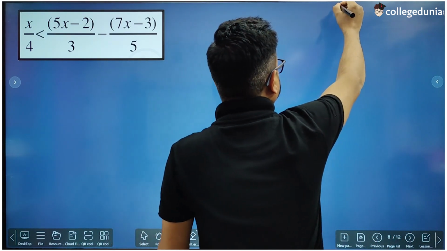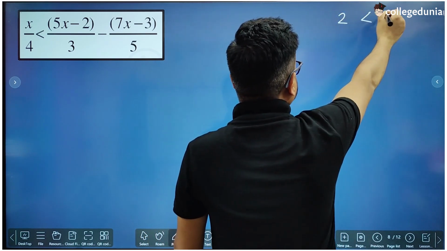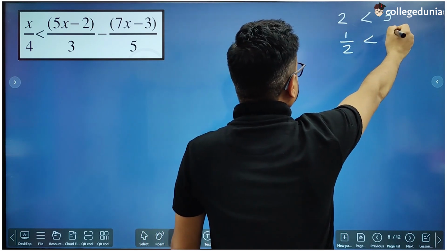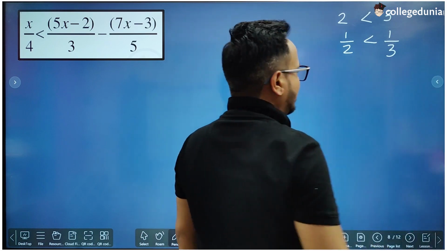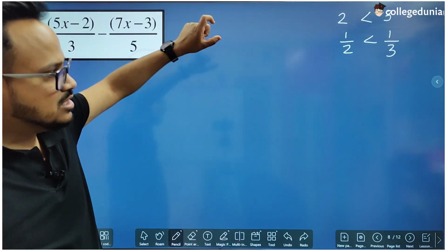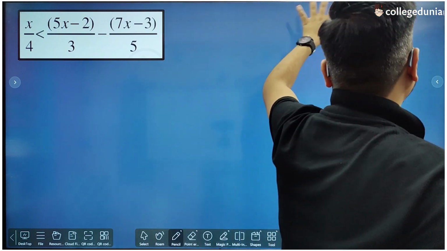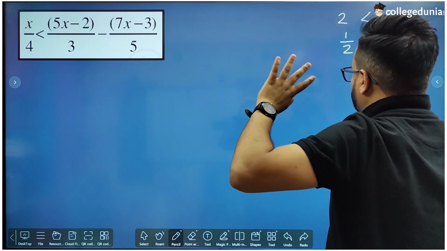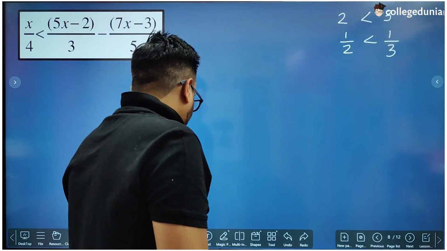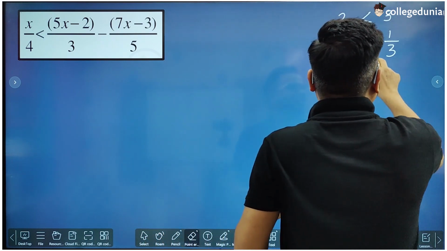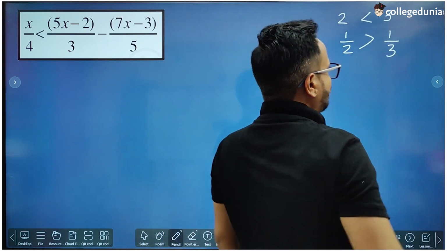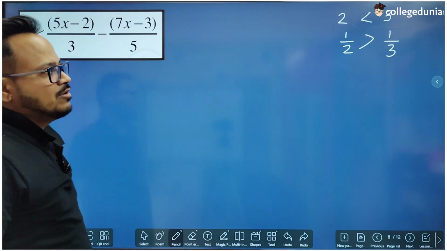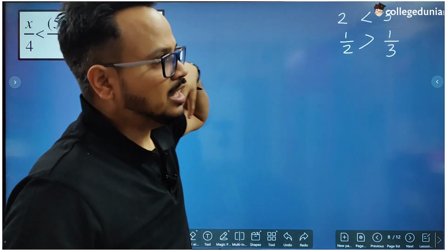For example, if we say that 2 is less than 3, which is true, and if we take reciprocals, then we cannot say that 1/2 is less than 1/3. Obviously 1/2 will be greater than 1/3. If there was an equal to sign, then we don't have to change anything: 1/2 equal to 1/3 is okay. But in case of inequality, we have to change the sign. So in two cases we have to change the sign: first, when we are multiplying the whole thing by a negative, and other, when we are taking the reciprocals.